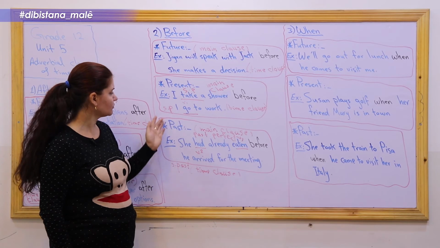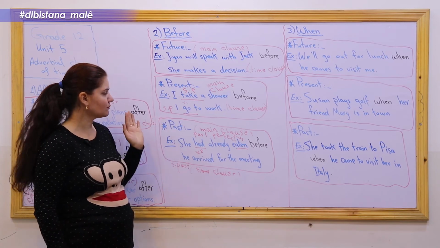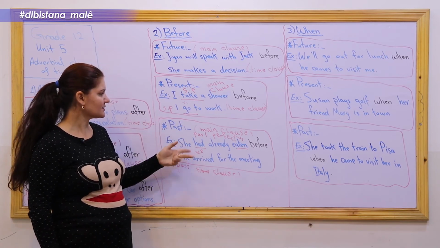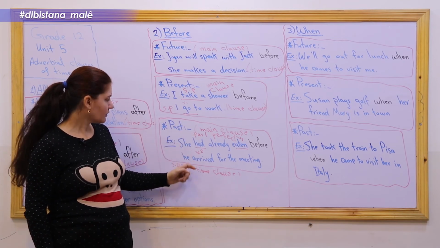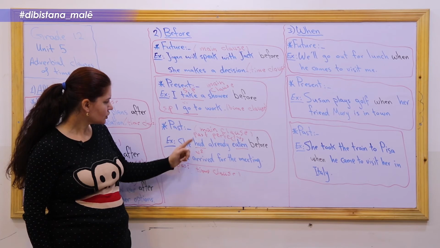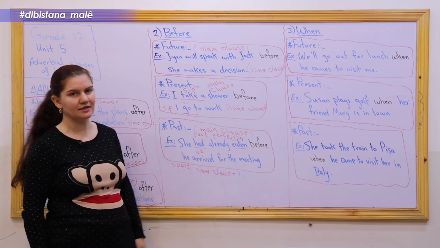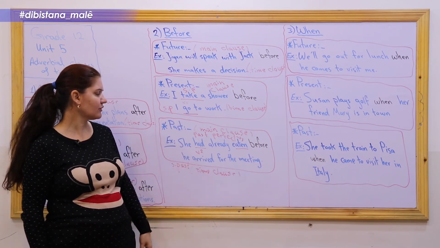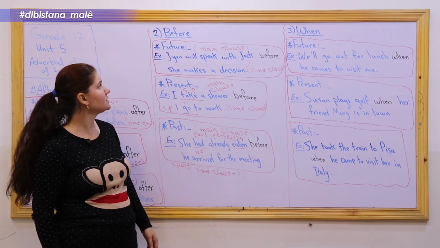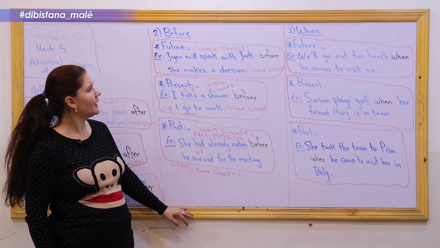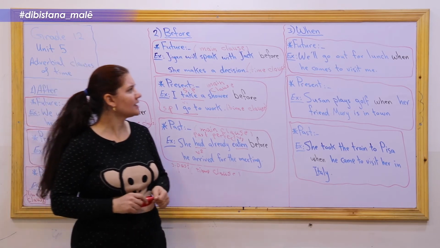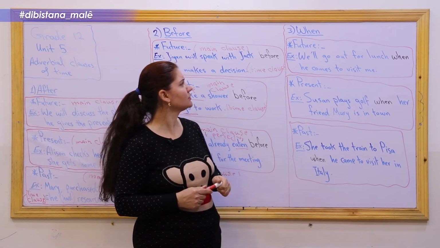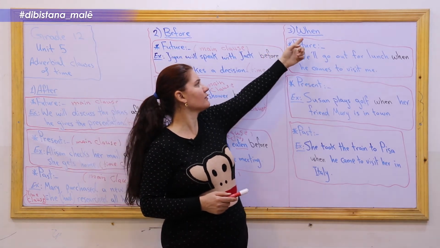So this is about the past. This is about the past. And the tenses in the past, as I told you, the main clause should be in the past perfect, and the time clause should be in the simple past tense. As I told you, here we have arrived, verb 2. This is all about before, and here we have our last adverbial clause of time, which is when.